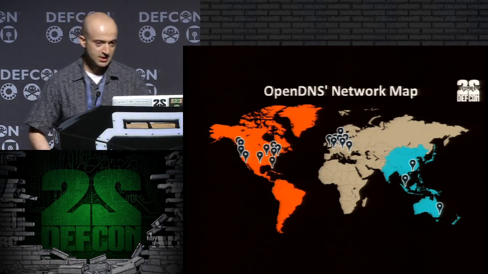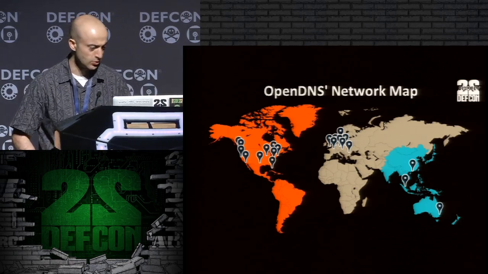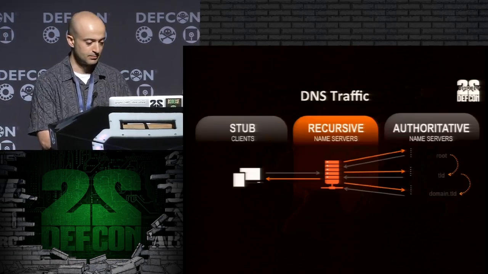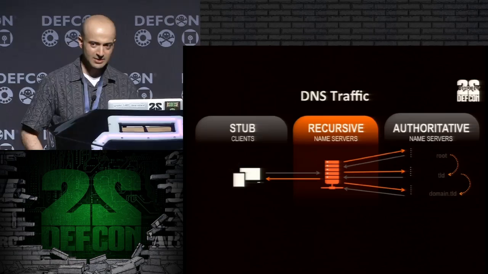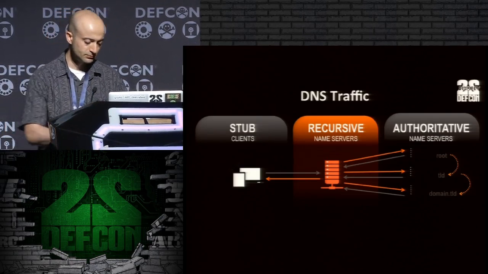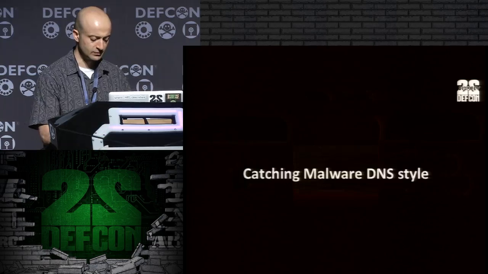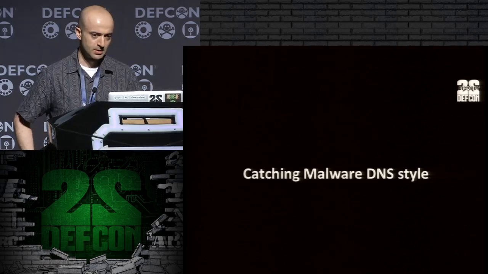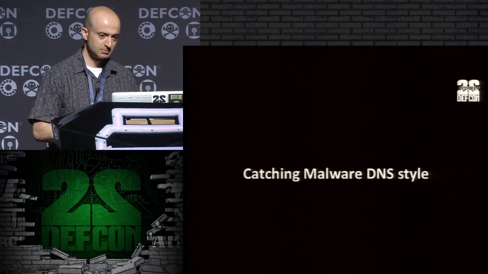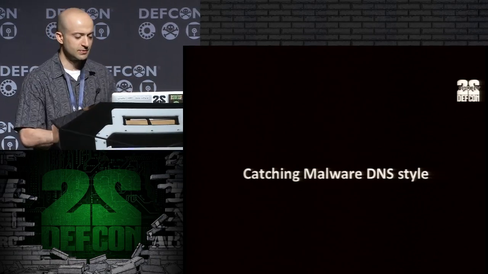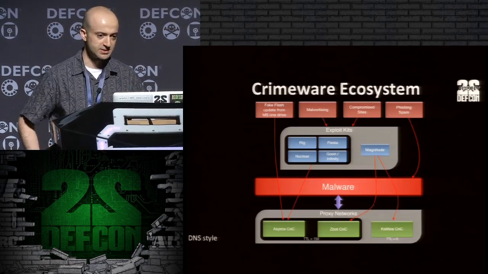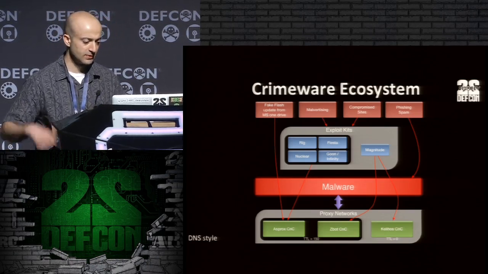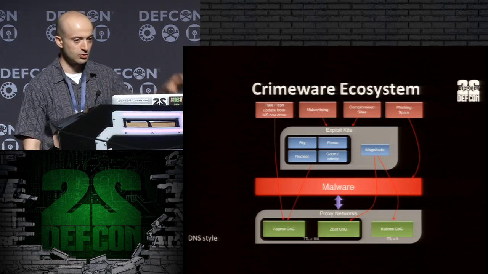OpenDNS has 22 data centers across the globe, four continents, and that allows us to see a lot of traffic, mainly DNS of two types, recursive and authoritative. That allows us to build a lot of useful models. Now, the first part will be about catching malware from a DNS perspective. But before that, let's look at the crimeware ecosystem, mainly the mainstream crimeware of today, to give some foundations. Here we see four components mainly.